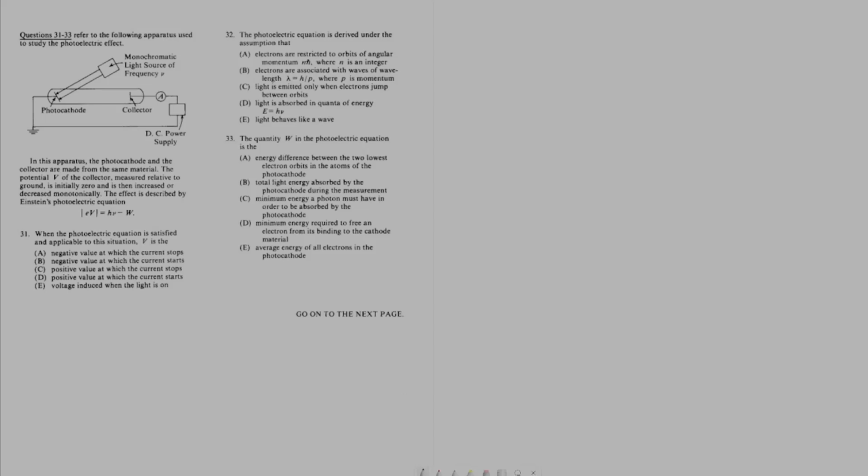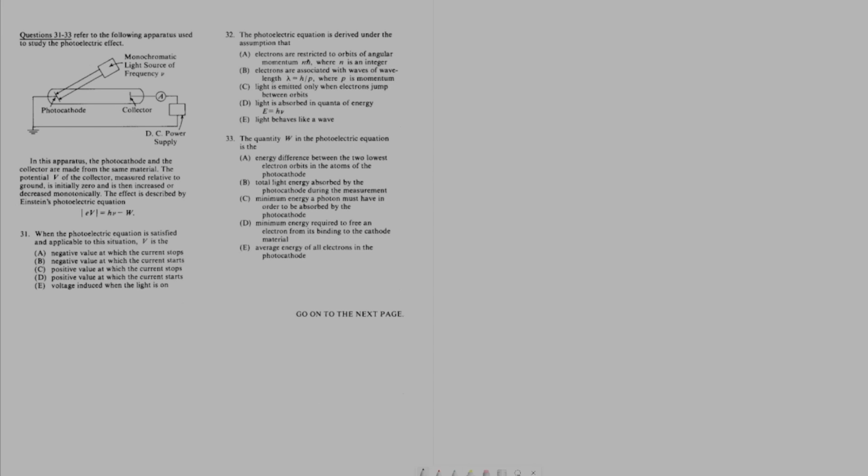All right, next question deals with the photoelectric effect. In this apparatus, the photocathode and the collector are made from the same material. The potential V of the collector, measured relative to the ground, is initially 0, and is then increased or decreased monotonically. The effect is described by Einstein's photoelectric equation, eV = hν - W.